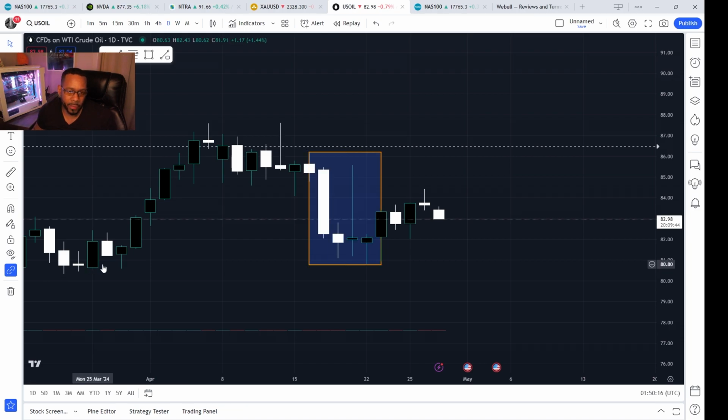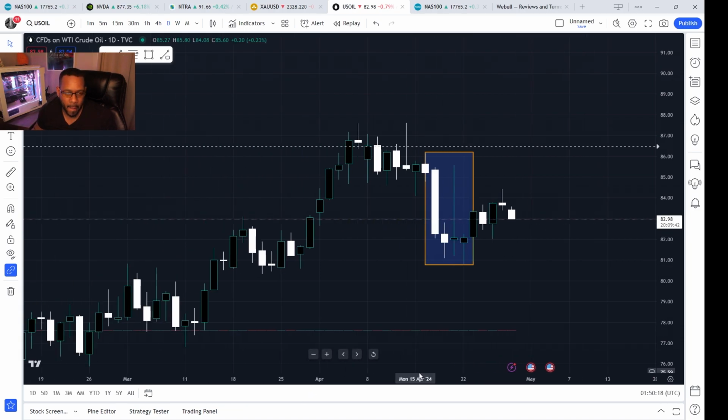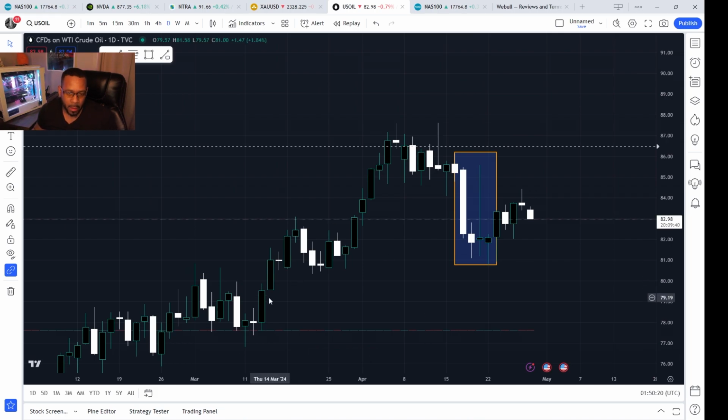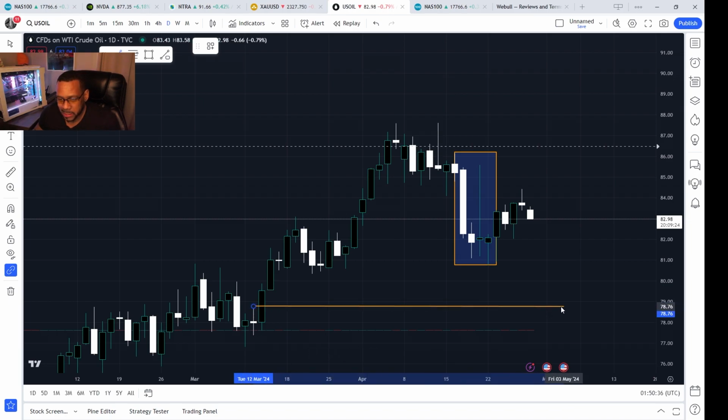Again, I would be looking for price to come back down into this area. Overall, yeah, another candle here with no wick. Candle here with no wick. I'm looking for price to come all the way back down into this area. Will it make it? This is daily, right?